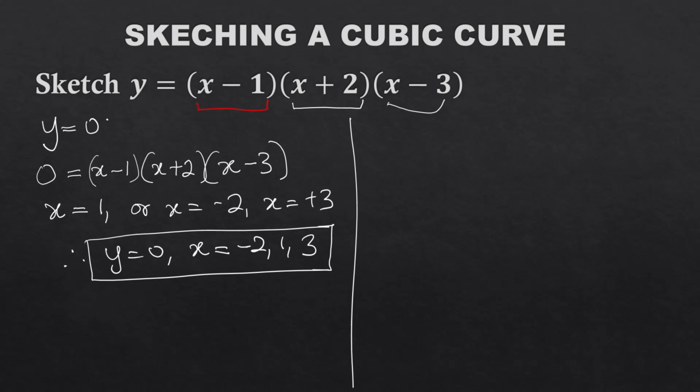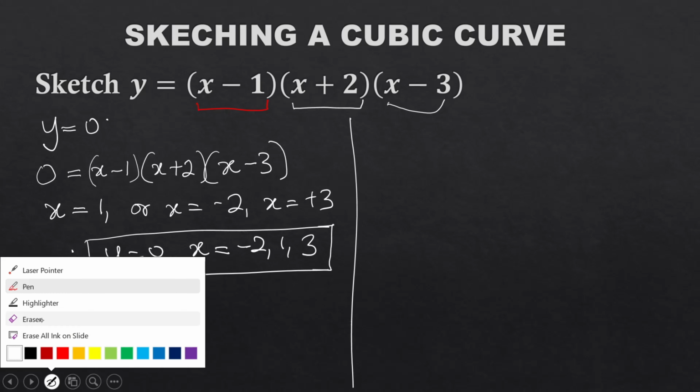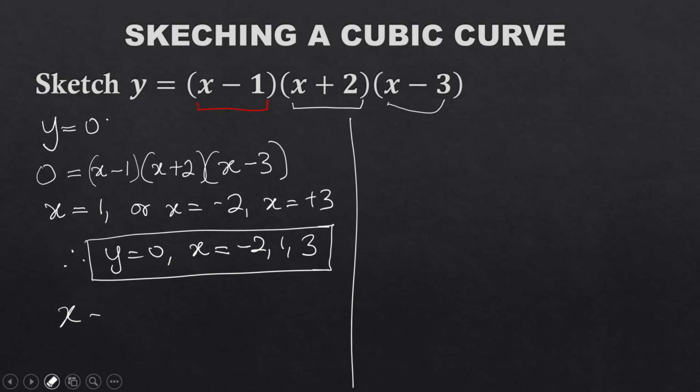So now we have found the values of x, which are the x-intercepts. Oh, that was not a good spelling. These are the x-intercepts, and also the y-intercept.